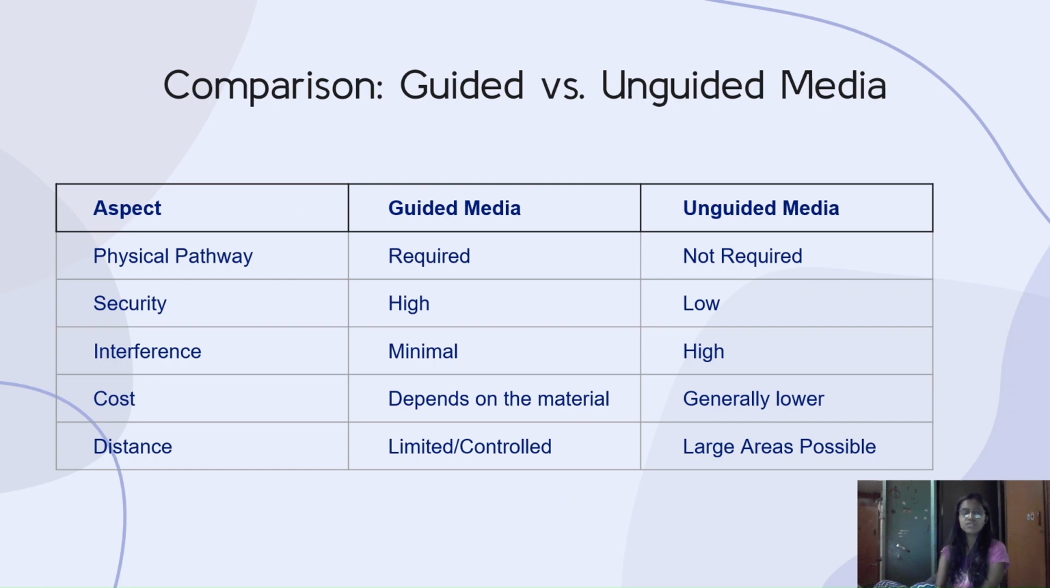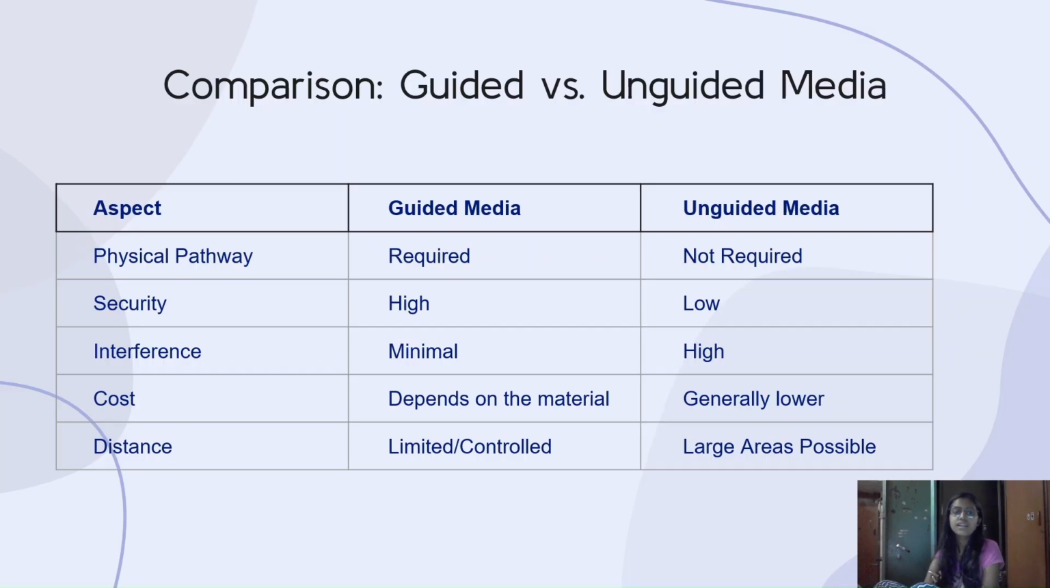Here is a comparison table between guided and unguided media, wherein we have the aspects, that is physical pathway, security, interference, cost, and distance. So in case of guided media, physical pathway is required. However, unguided media does not need any physical pathway. And in guided media, there is high security, whereas in unguided, there is low security. And the interference is minimal in guided media and high in the unguided media.